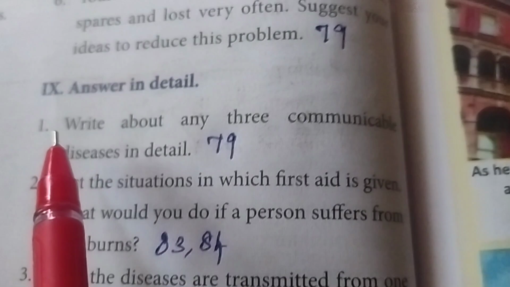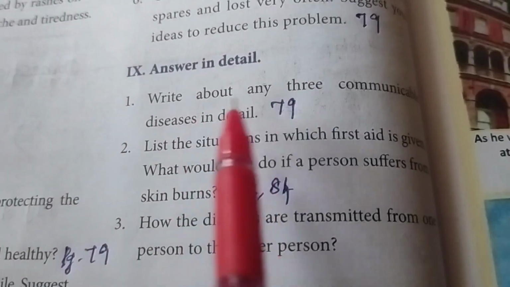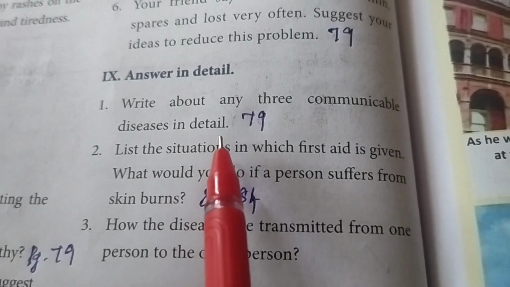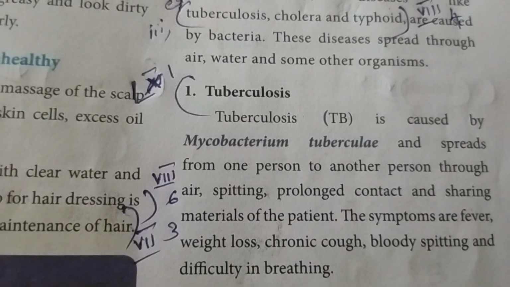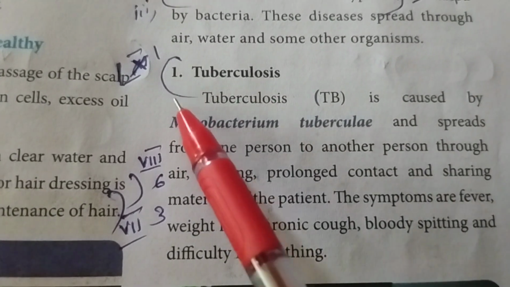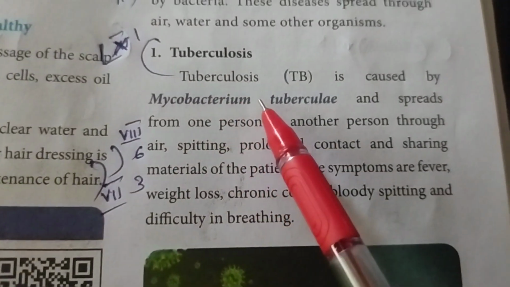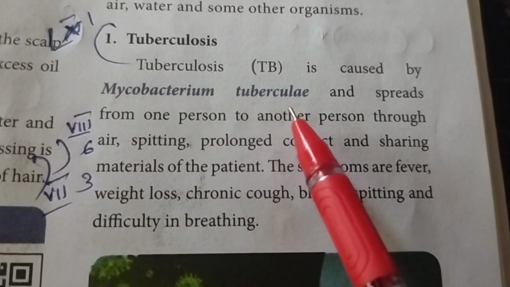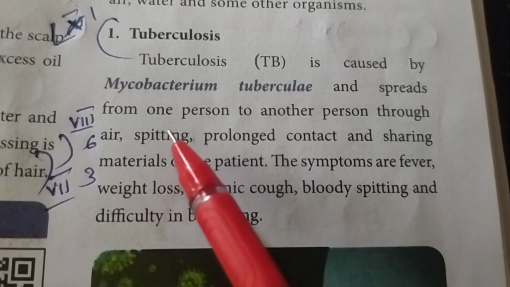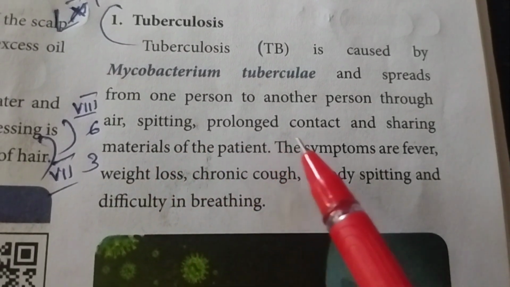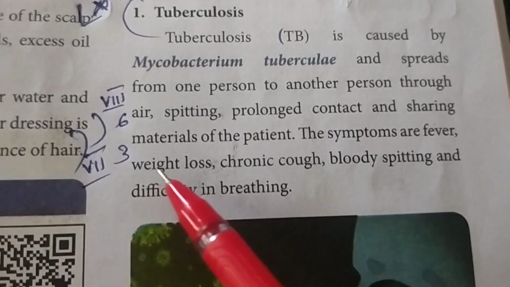9th Roman letter, answer in detail. First one, write about any three communicable diseases in detail. Page number 79. Page number 79, communicable diseases, first point tuberculosis. Tuberculosis, TB, is caused by Mycobacterium tuberculosis and spread from one person to another person through air, spitting, prolonged contact and sharing materials of the patient.